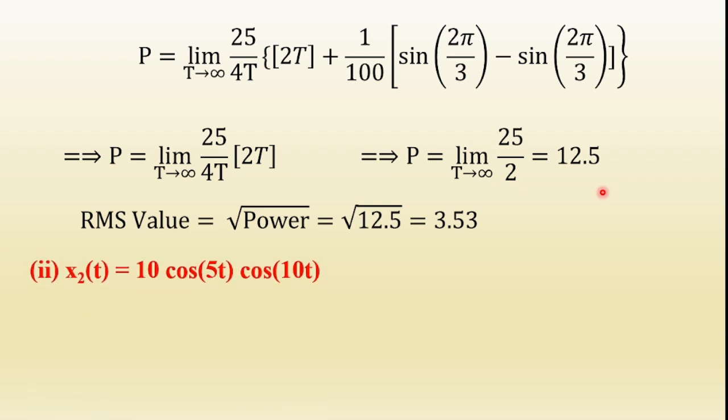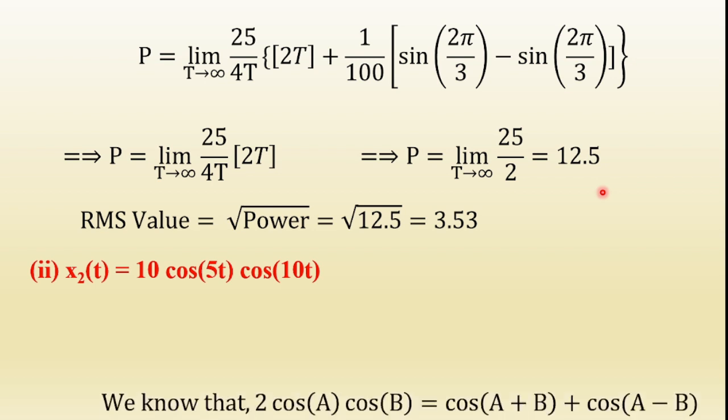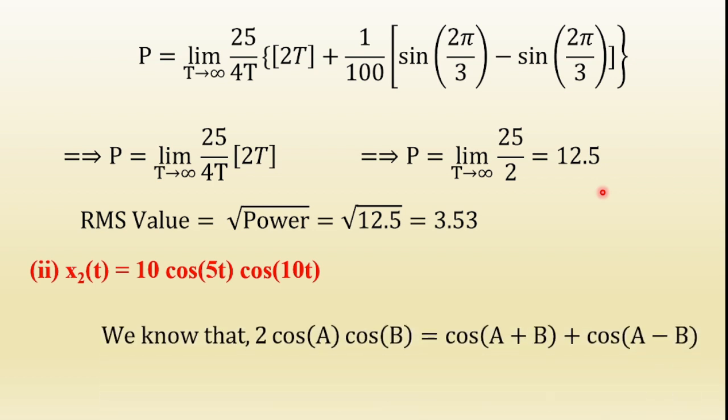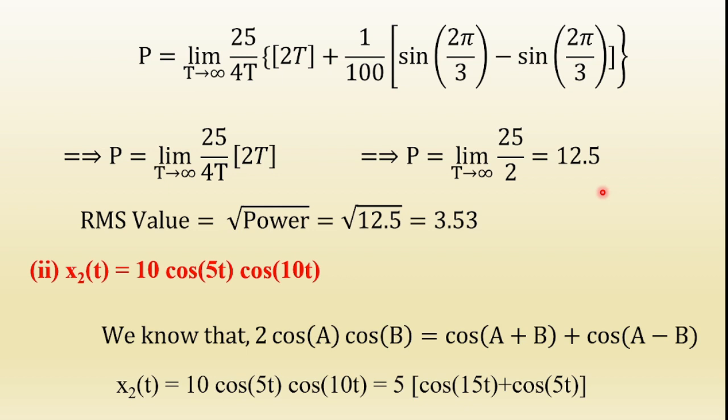And second bit, given that the signal x2 of t is 10 cos of 5t cos of 10t. So we know that 2 cos A cos B is cos of (A plus B) plus cos of (A minus B). So using this basic expression, 10 cos of 5t cos of 10t is written as 5 into cos of (5t plus 10t) plus cos of (5t minus 10t). So 5 into cos of 15t plus cos of 5t. Cos of minus theta is cos theta, so cos of minus 5t is cos 5t.